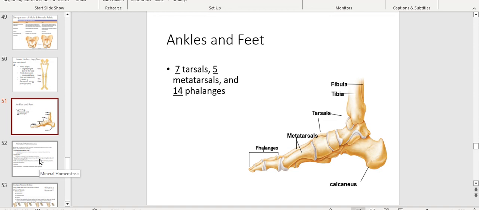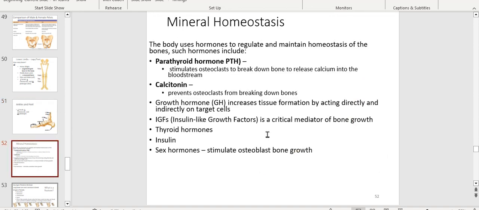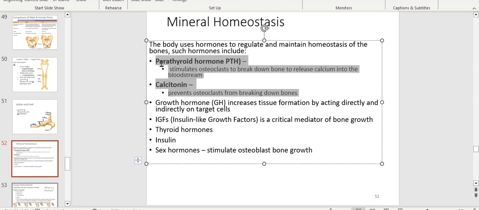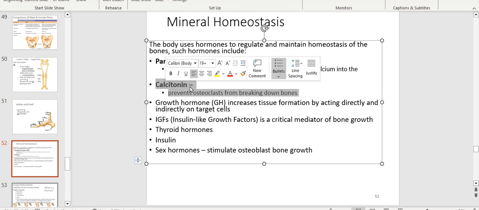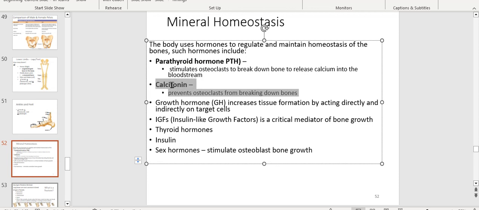Might see that again. Mineral homeostasis, as alluded to earlier, these two hormones, they are opposite. Okay, when the blood calcium, know this one like the back of your hand, calcitonin.